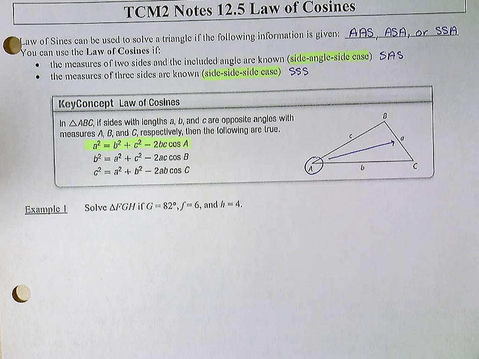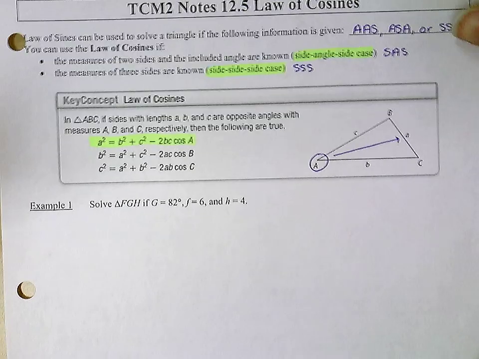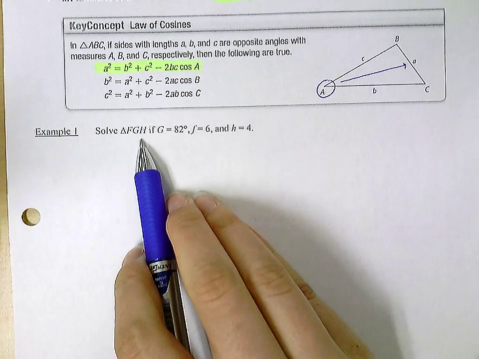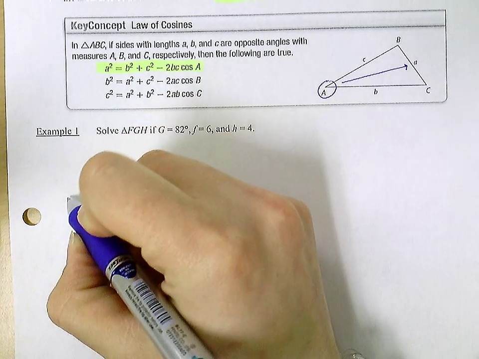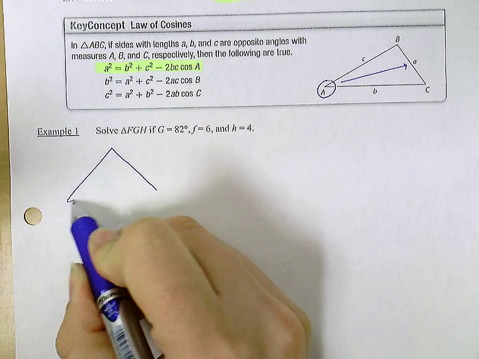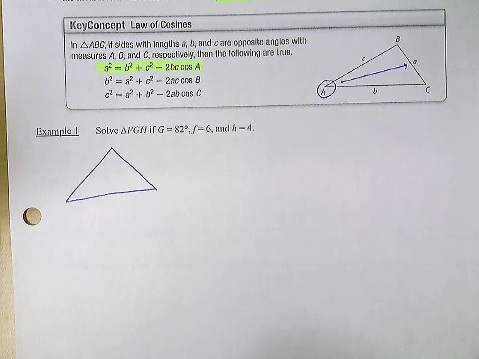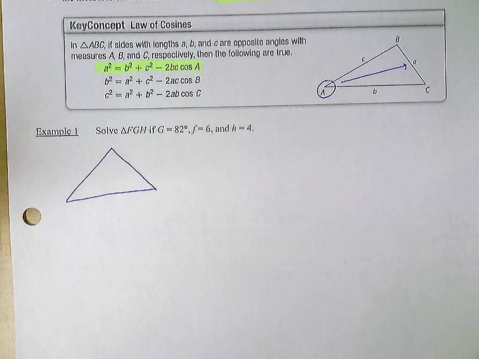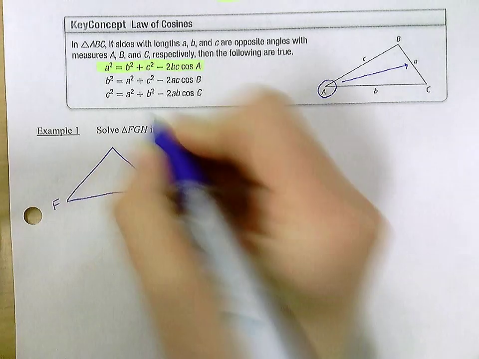So we're going to go through some examples using law of cosines and solving a triangle just like we were doing with law of sines. So example 1, we have triangle FGH. I'm going to draw that triangle. And you do need a calculator today. So if you have a calculator, make sure you take that out right away here.